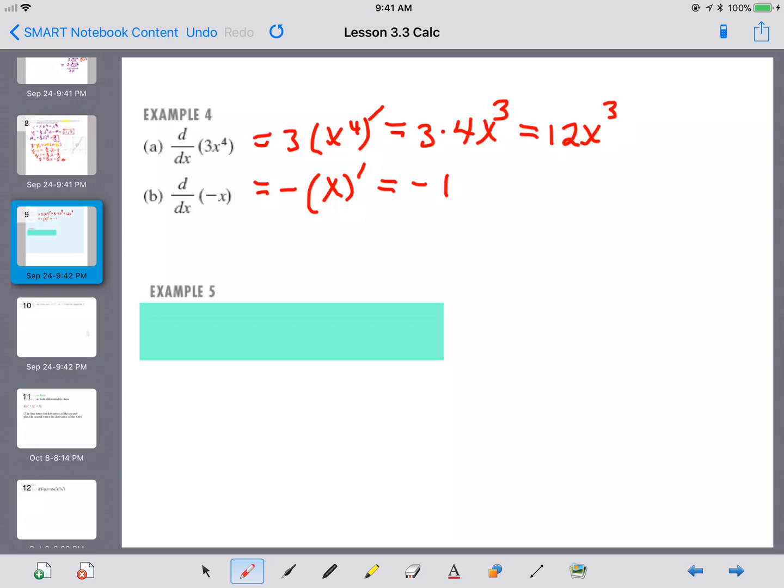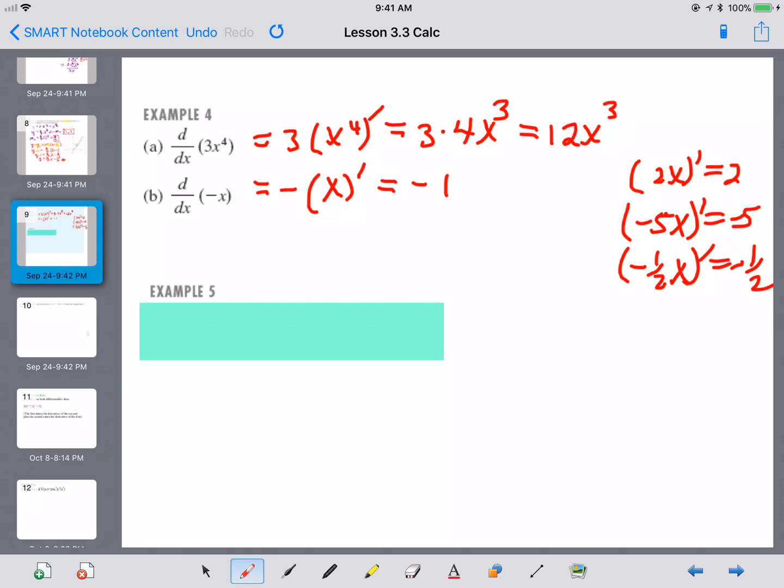So get used to it: the derivative of 2x is 2. The derivative of negative 5x is negative 5. The derivative of negative 1/2 x is negative 1/2. So x's go away, and you're just left with the coefficient in front. Because think about your y equals mx plus b. I mean, that's your slope anyway. So that shouldn't completely surprise you.